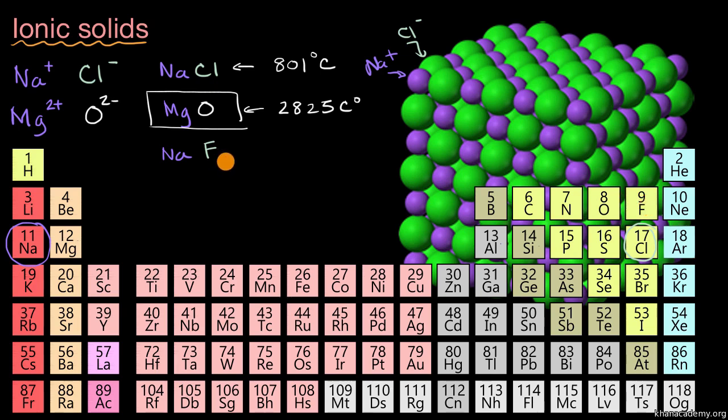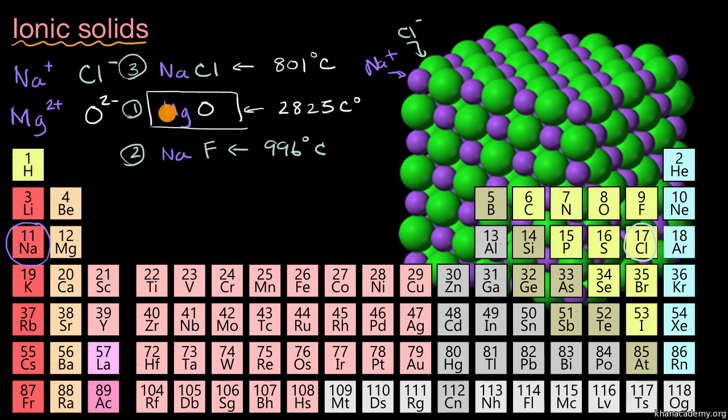Remember, we've seen in Coulomb's law that the closer two charges are to each other, the stronger the attractive or the repulsive force. And if they're opposite charges, it's going to be an attractive force. So sodium fluoride is actually going to have a higher melting point than sodium chloride by a little bit. It actually turns out that the melting point of sodium fluoride is 996 degrees Celsius. And if you're comparing these three, the highest melting point is magnesium oxide, followed by sodium fluoride, followed by sodium chloride. So charge is what's really dominating over here.